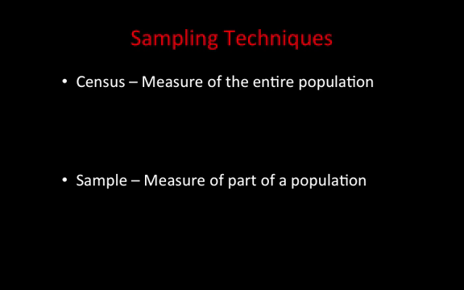What we usually do is we take a sample. A sample is a count or measure of part of a population. We usually take samples of a population and make inferences about the entire population. It's just a lot more cost effective and it doesn't take as much time. In statistics, we need to know good ways to sample people.